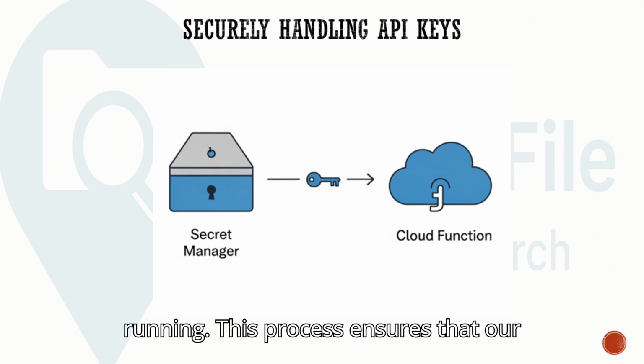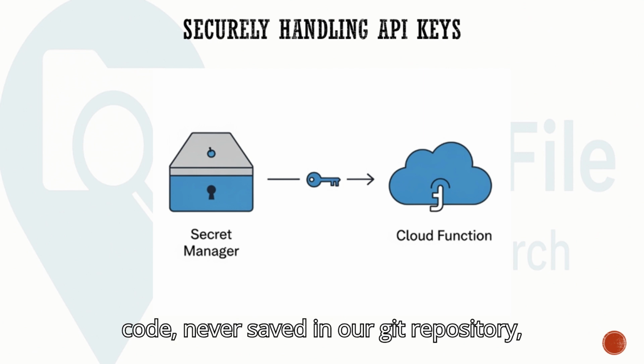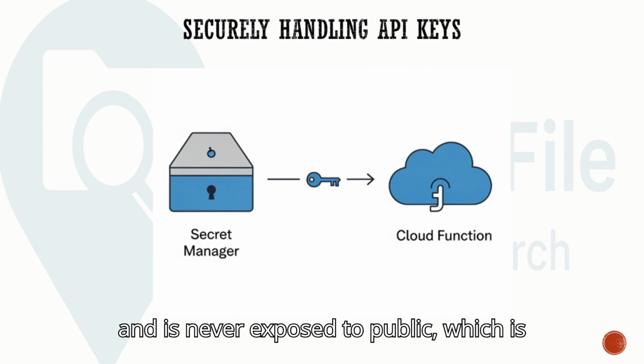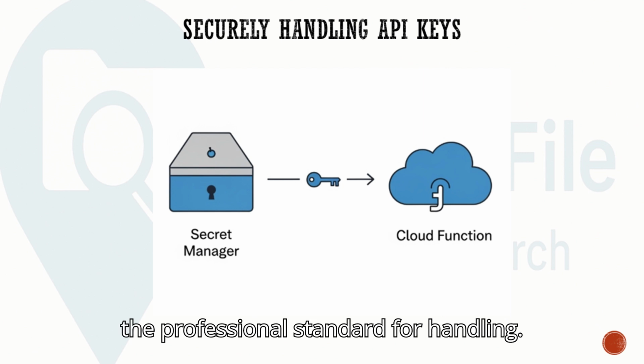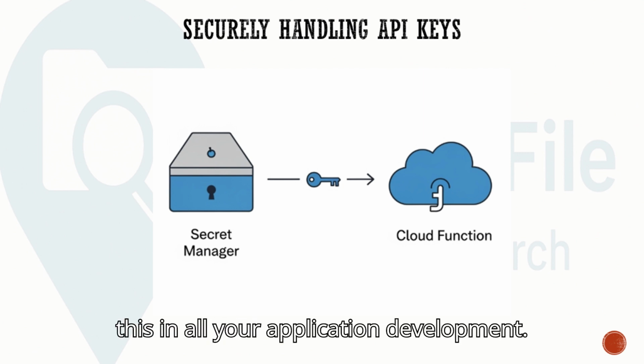This process ensures that our secret key is never written down in our code, never saved in our Git repository, and is never exposed to the public, which is the professional standard for handling sensitive API keys. And you should practice this in all your application development.